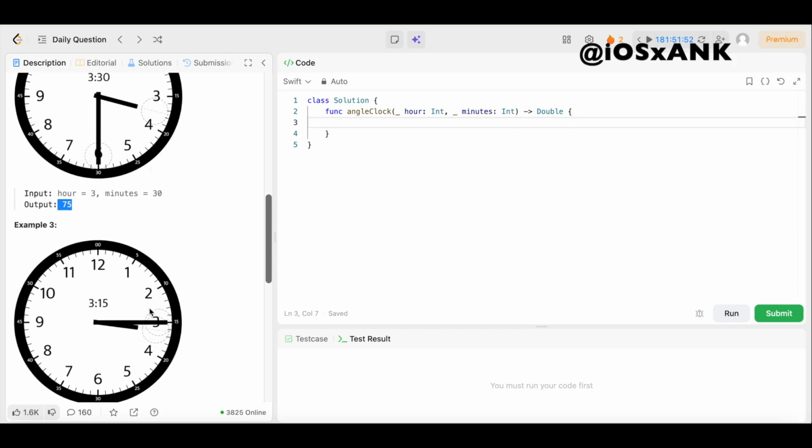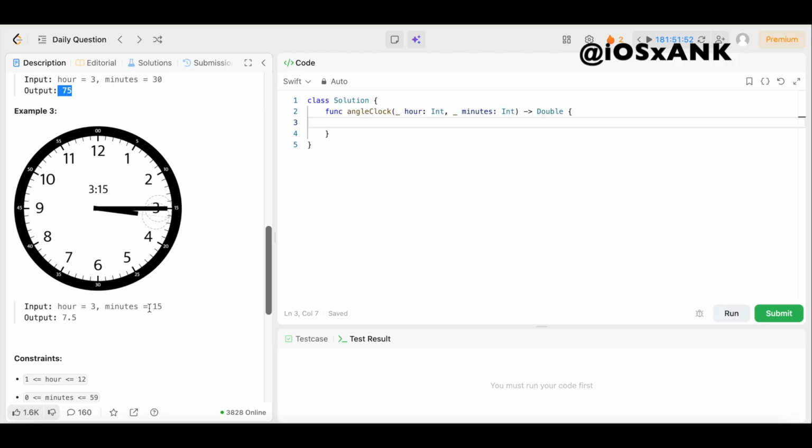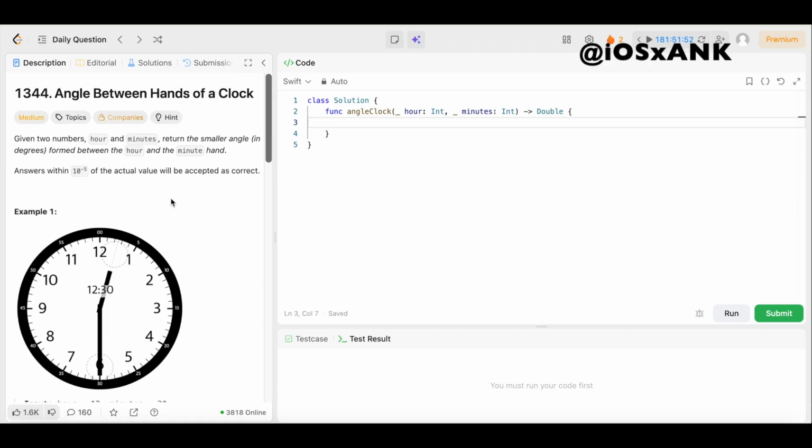Just in case that didn't make sense, let's take a look at example 3. Our input is hour equals 3, minutes equals 15. The output is 7.5, so this is a 7.5-degree angle. As you can see, we have the hour hand right here and the minute hand right here. They're almost on top of each other, but not quite. In the end, it's a 7.5-degree angle, y'all. I hope that makes sense.